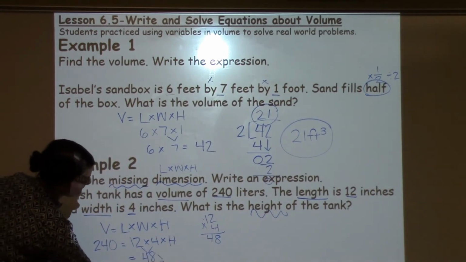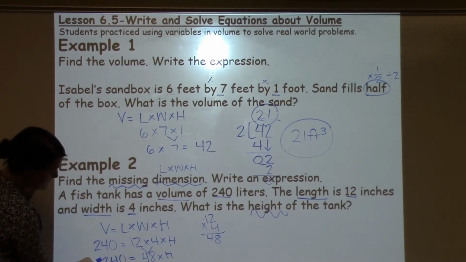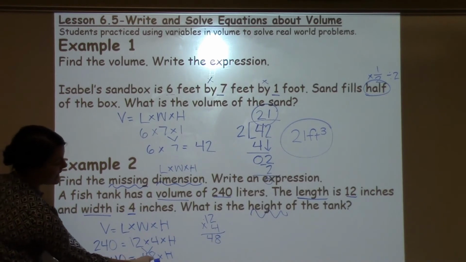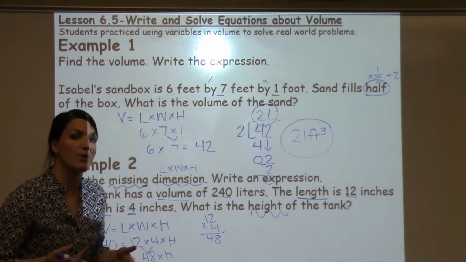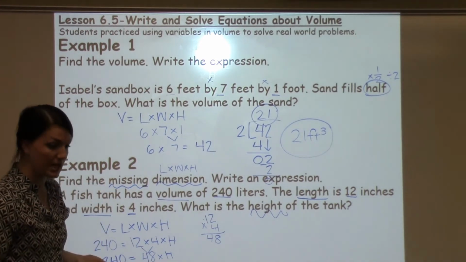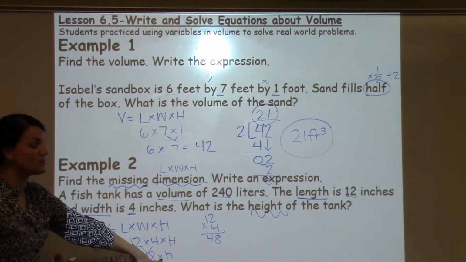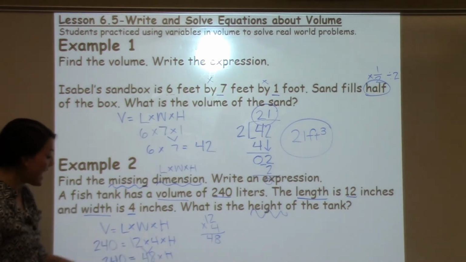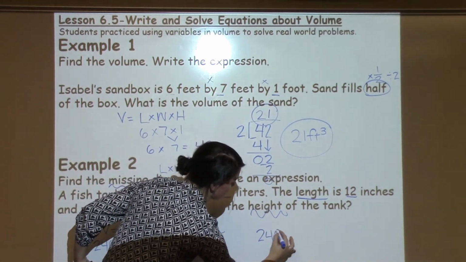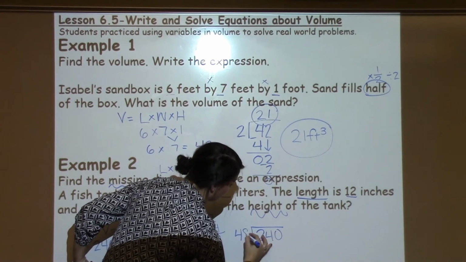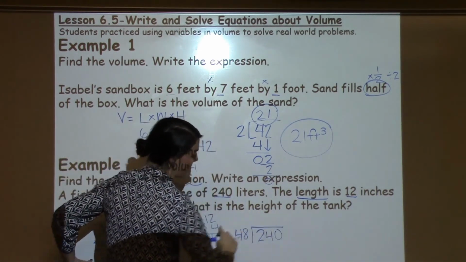And then I'm going to rewrite what I have left to do. So I still have 240 over here as the volume, and then I have 48 times h equals 240. So when we're thinking about that problem, 48 times something gives me 240. To find that something, I have to do the opposite operation. The opposite of times is division. So I'm going to take the two numbers I have, which is 240 and 48, and I'm going to divide to help me find the missing height.